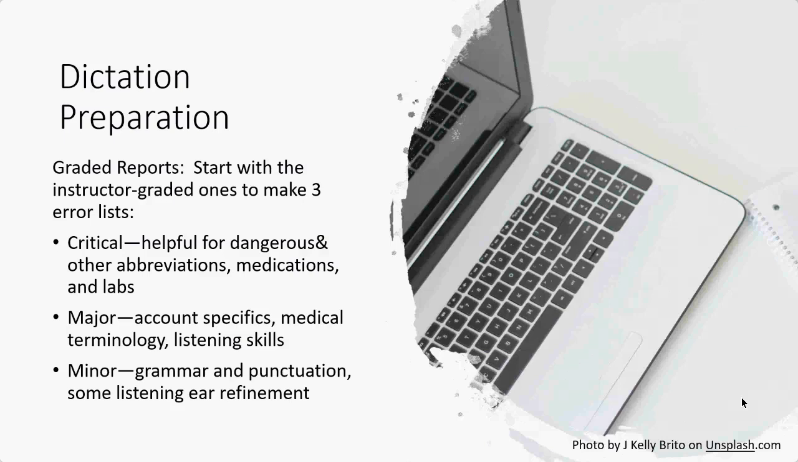So we can use these to make 3 lists of critical, major, and minor errors to help us spot patterns in our work. The critical errors are really going to help us with dangerous abbreviations, other abbreviations, medications, labs, stuff like that. The major lists are really going to help us with our account specifics, medical terminology, and listening skills, because the major English word errors usually point to some listening skills we need to develop. And the minor errors can help us mainly with grammar and punctuation, but also those small word errors can help fine-tune our listening ears even further.